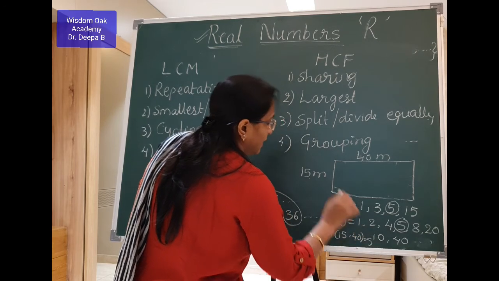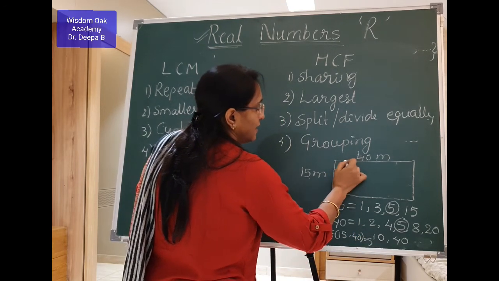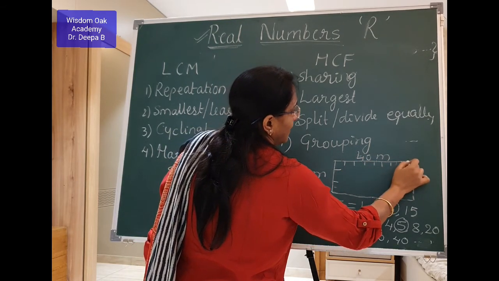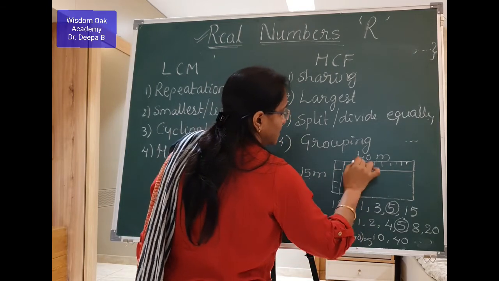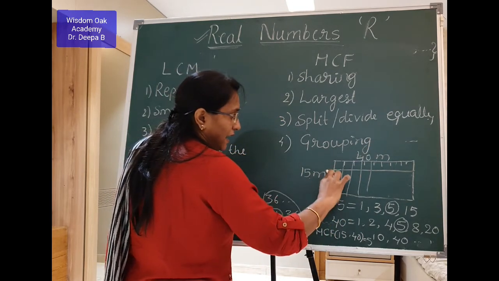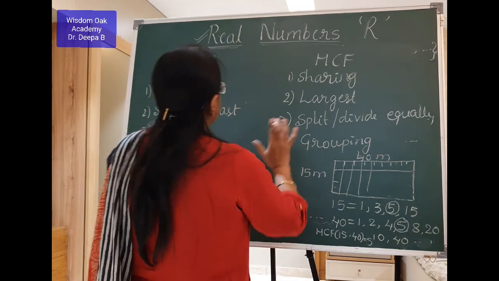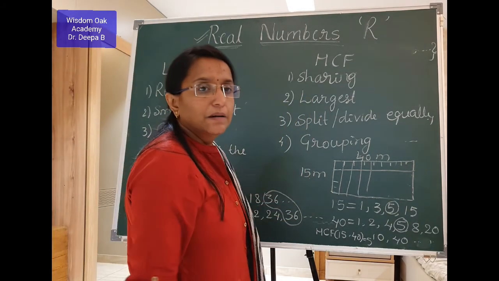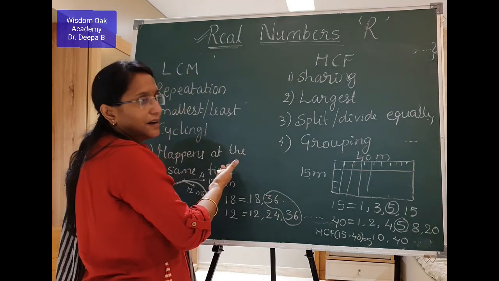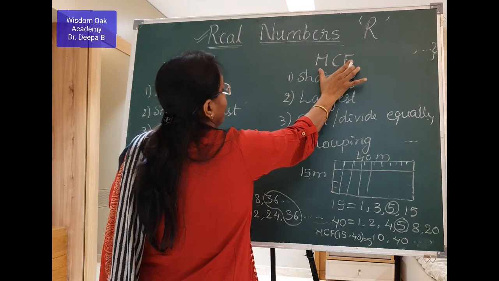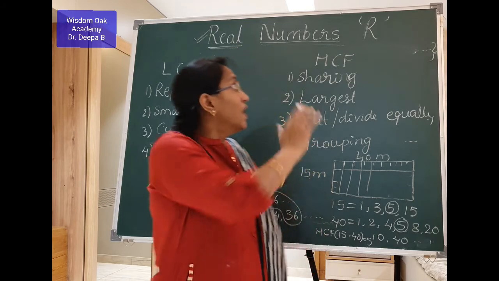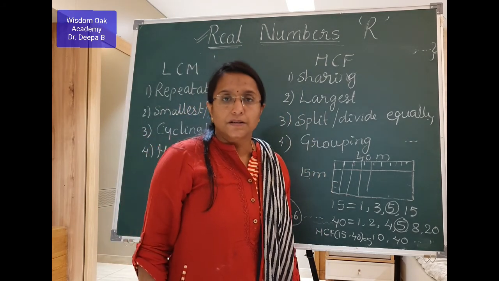So what will I do? Here 5 meter, 5 meter, and here also 5, making 8 parts. In this way we divide it equally. So here I can make 8 parts of 5 meter each, and there I can make 3 parts of 5 meter each. These are the applications of LCM and HCF. While solving examples, it will become clearer again, but you should understand when it is applied. So this is about the basic concepts to understand the chapter Real Numbers. Thank you.